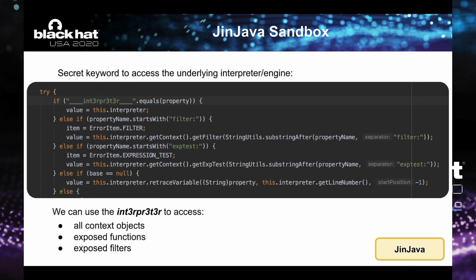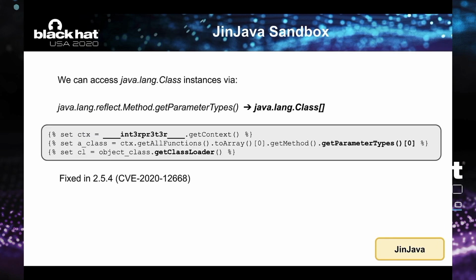The second part is that they are exposing this secret or hidden keyword called interpreter in the template language, which will give you access to a bunch of objects, including all the objects in the context, but also the exposed functions, filters, and some other objects. So putting these two parts together, we were able to get the context from the interpreter, then get all the functions exposed to the context, and then get the underlying method for one of these functions. And now we are able to get an instance of the java.lang.reflect.Method type.